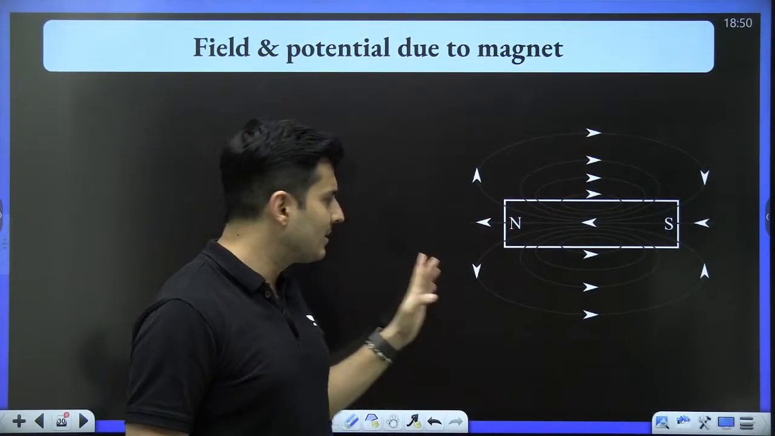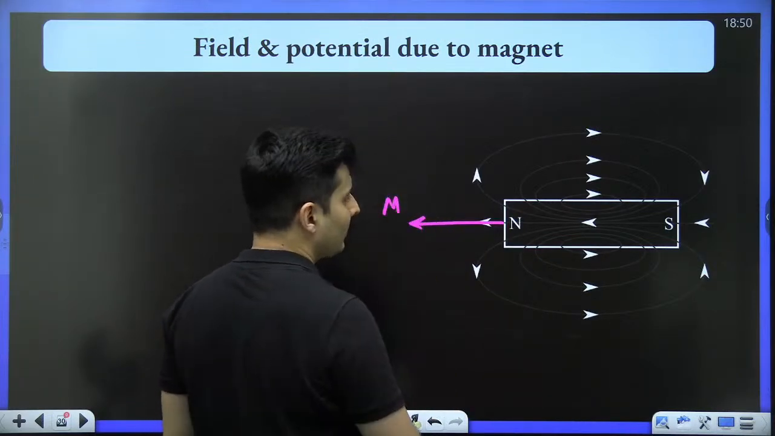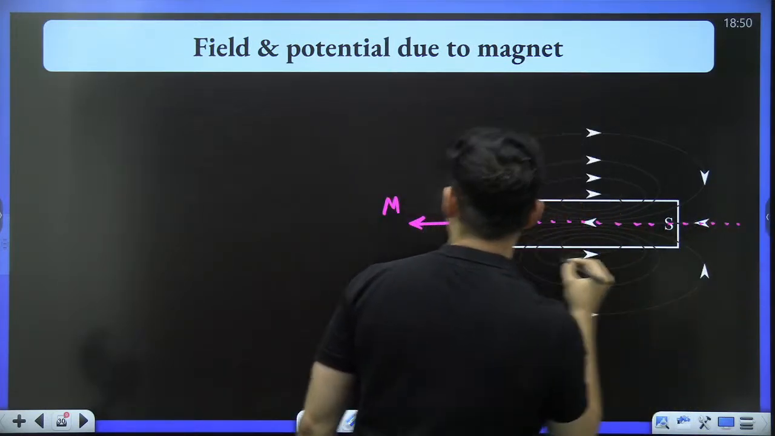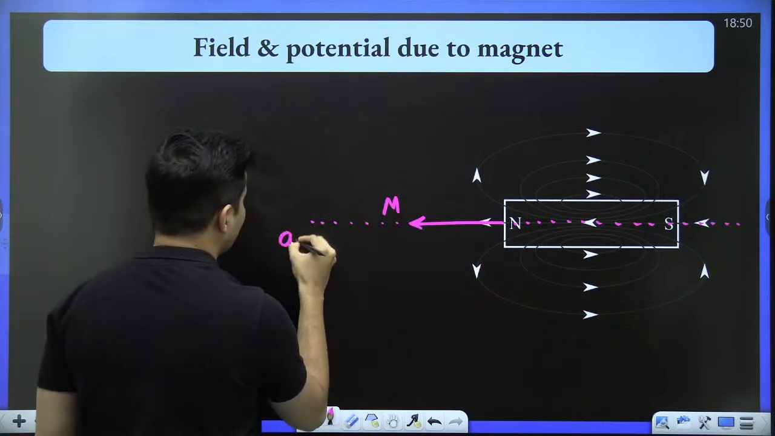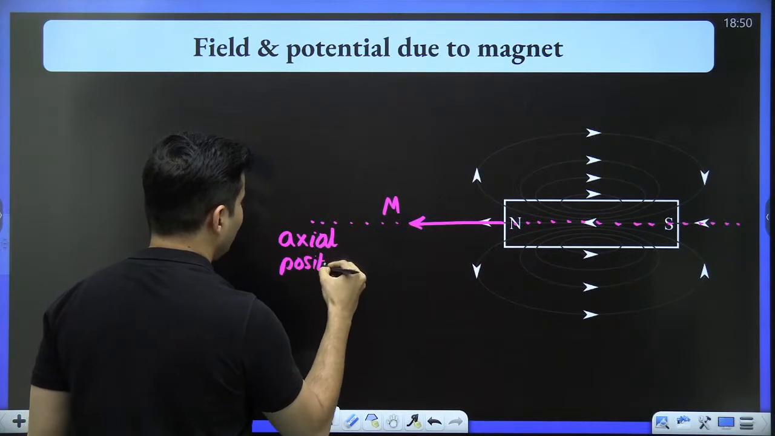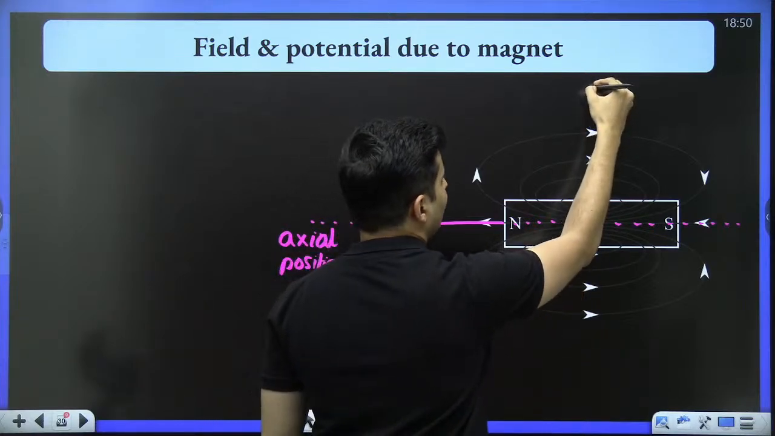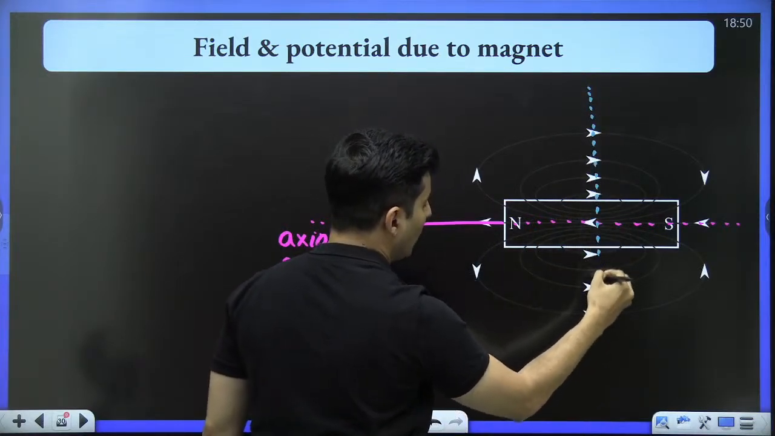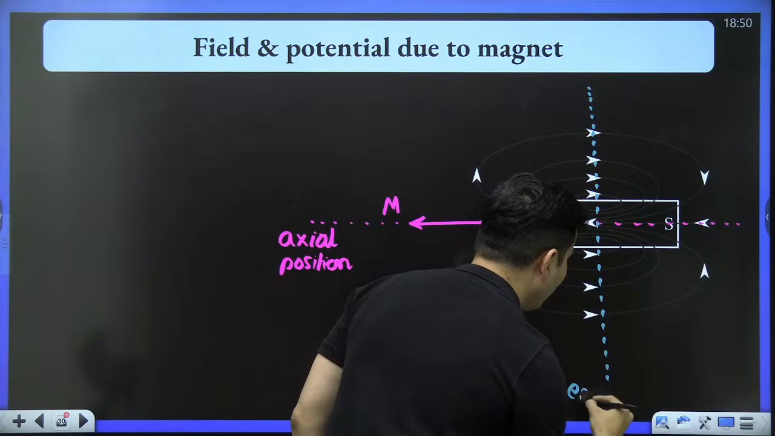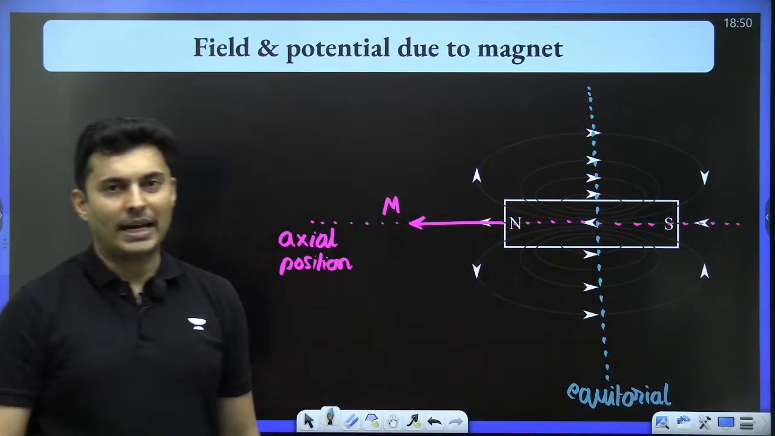If these are the polarities, and this is the magnetic dipole moment, then I can say this is basically the axis. This is the axial position of that magnet. Similarly, if you split the magnet into two equal halves like this, this position is basically the equatorial position of the magnet.